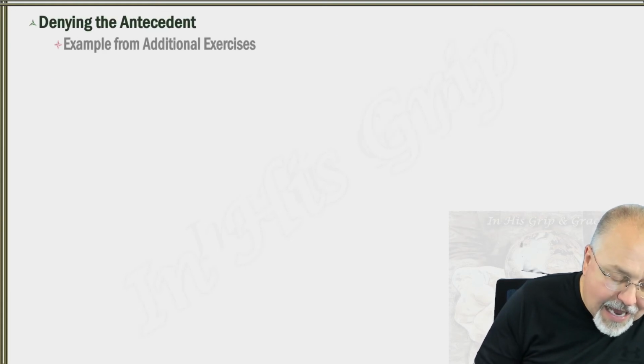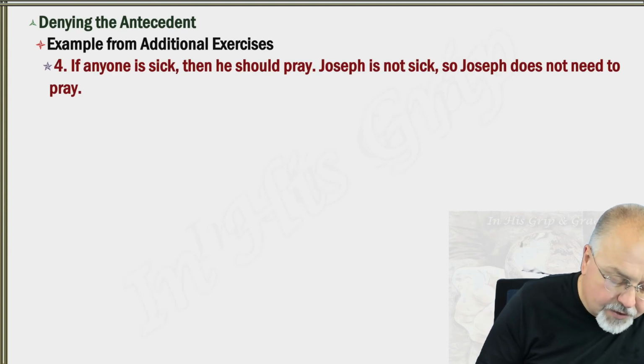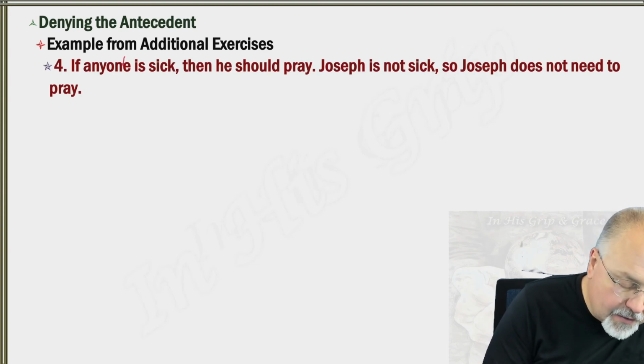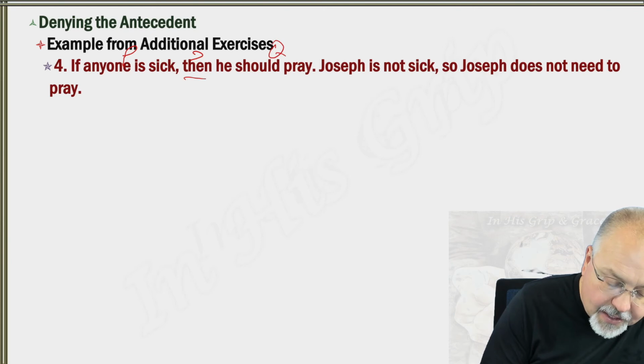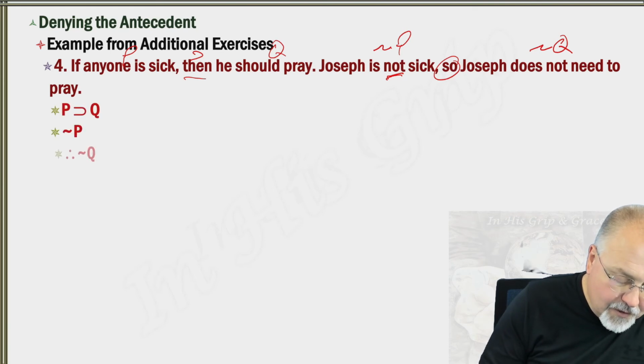Now, denying the antecedent is also a fallacy. If anyone is sick, this is P, then horseshoe, he should pray, Q. Joseph is not sick, so not P, is not sick, right? Not sick. So, therefore, Joseph does not need to pray. That's when you can hear the fallacy in, right? So, not Q, right? Here we go.